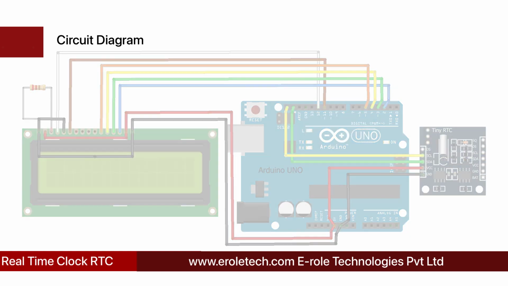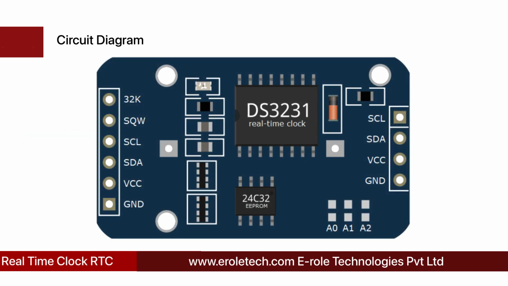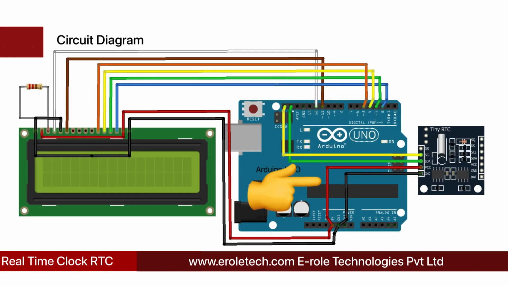RTC module has 4 main pins: VCC, ground, SCL, and SDA. VCC pin is connected with the 5-volt pin of Arduino. Ground pin is connected with the ground pin of Arduino. SDA and SCL pins of RTC are connected with the SDA and SCL pin of Arduino.